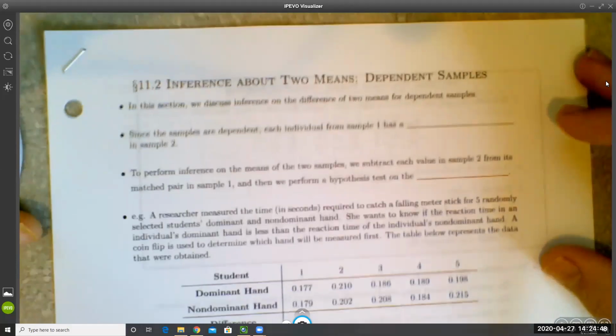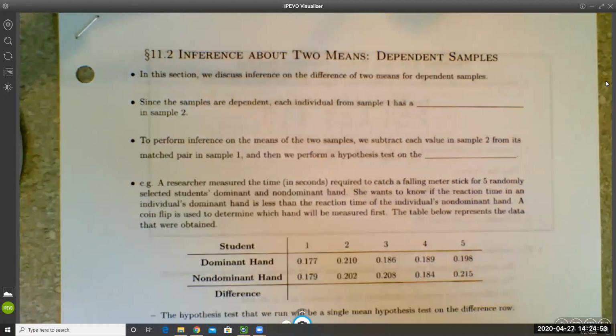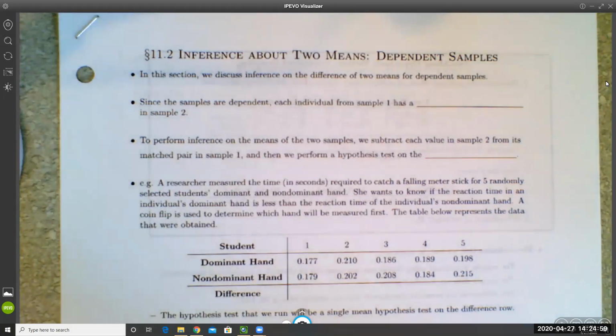All right, so let's talk 11.2. In 11.1 and 12.3, we talked about hypothesis tests on two proportions. 11.1 was about the independent case, and 12.3 was about the dependent case. In 11.2 and 11.3, we're going to talk about hypothesis tests on two means. We'll start off with the dependent case in 11.2, and then 11.3 will be the independent case.